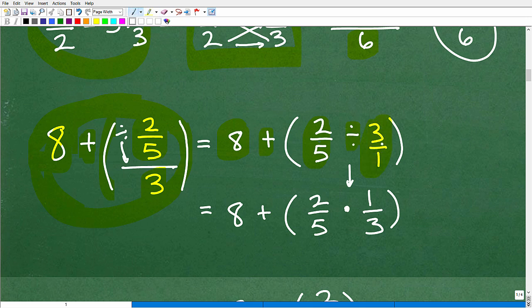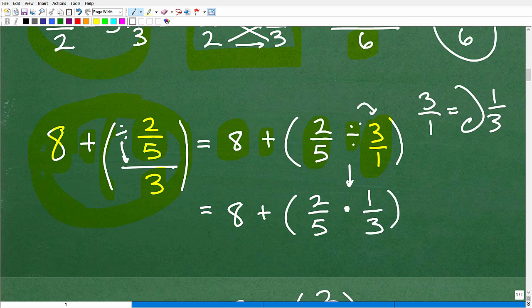So we're dividing by 3 over 1. The fraction to the right of the division symbol, we're going to flip upside down. That's called the reciprocal. So 3 over 1, if I flip it upside down, I'm going to get 1/3. So now we have 2/5 times 1/3.